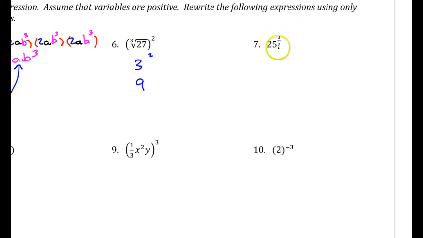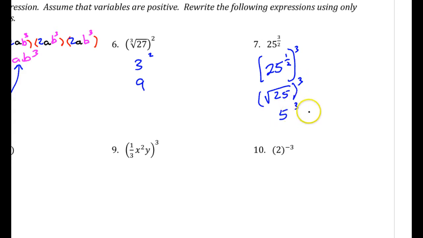25 to the 3 over 2. So we have 25 to the 1/2, to the third power. Break it up into 2 pieces. And 25 to the 1/2 is the same as the square root of 25. The square root of 25 is 5. Bring down the third power, and we get 125. 5 times 5 times 5.